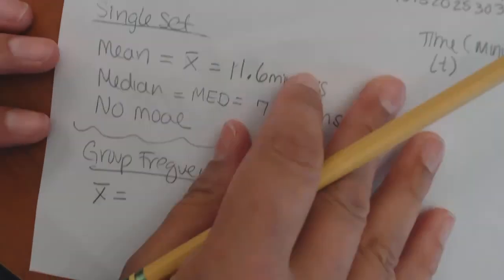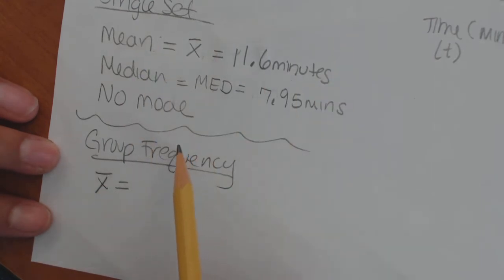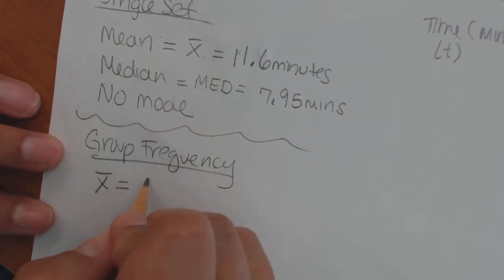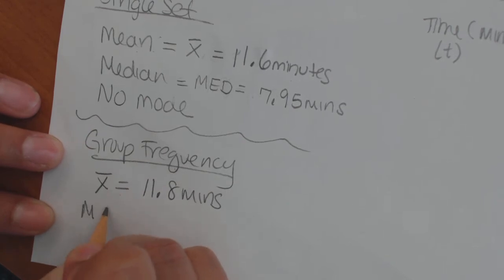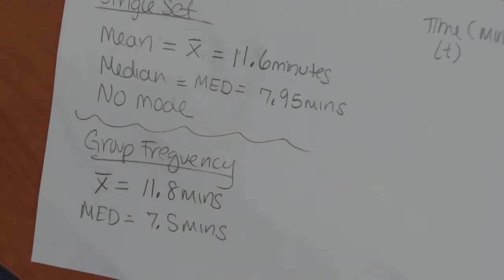Okay, welcome back. So we had the single set. Now we have the grouped frequency. I'm going to use our notation. So our X bar, which is, remember, our mean, for that is 11.8 minutes. And our median is 7.5 minutes. Again, I don't see any repeated, so I'm just going to leave there's no mode here.